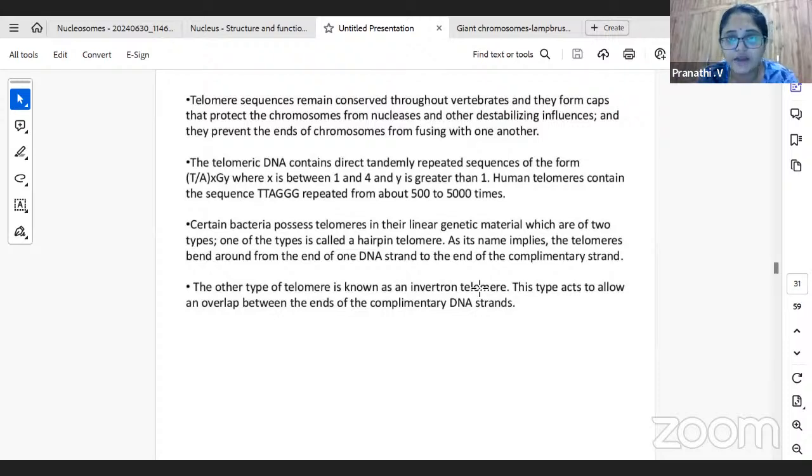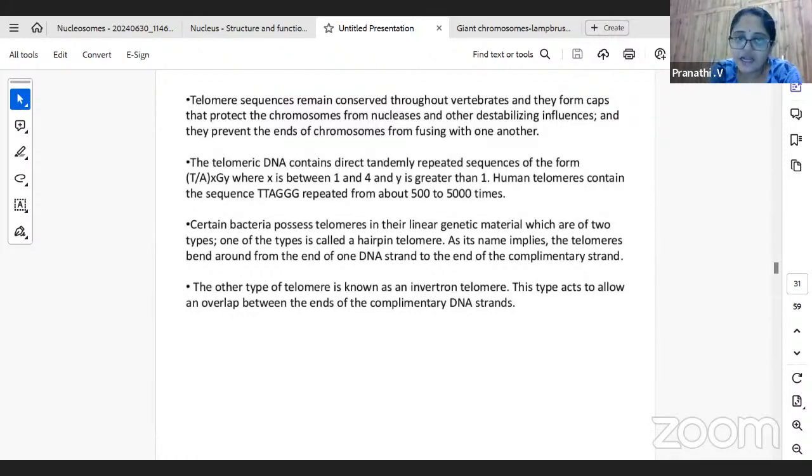It has tandem repeats. You have different kinds of repeats, in fact. So tandem repeats is one, VNTRs are one, and satellite DNA is another. So the telomeric DNA has tandem repeat sequences of the form T x A x G y, where x is 1 to 4, and y is usually greater than 1. And human telomeres have the sequence TTAGGG repeated around 500 to 5,000 times.